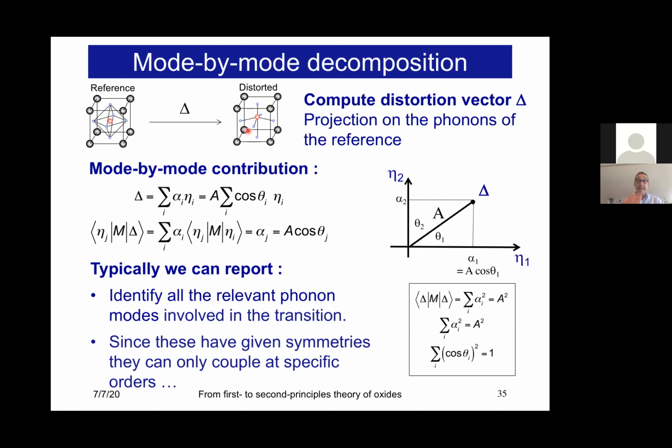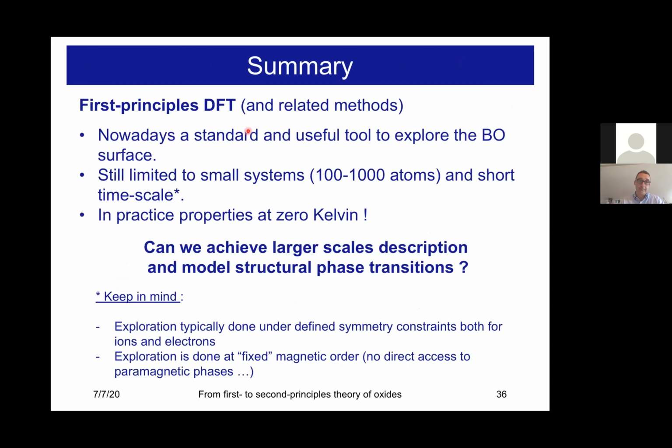And we will see that this is very important to build second principle models and to achieve the terms of these second principles models properly, because we know that in the expansion of the energy, only some terms are possible. Okay, so in summary, first principle, DFT and related methods nowadays are a standard and useful tool to explore the Born-Oppenheimer surface. They are still limited to small system and short time scale. And in practice, basically, they are restricted to 0 Kelvin.